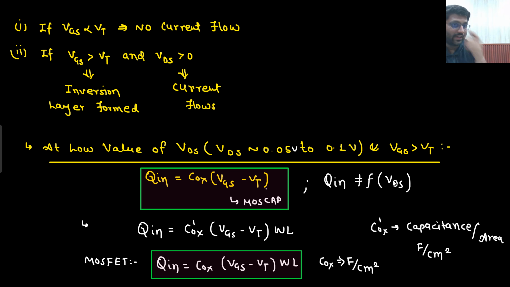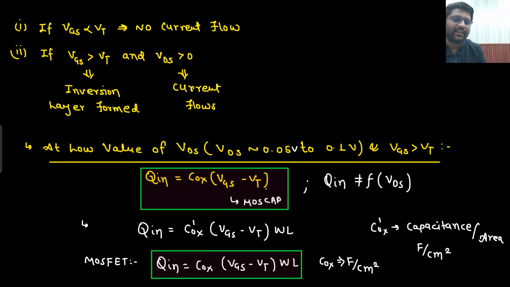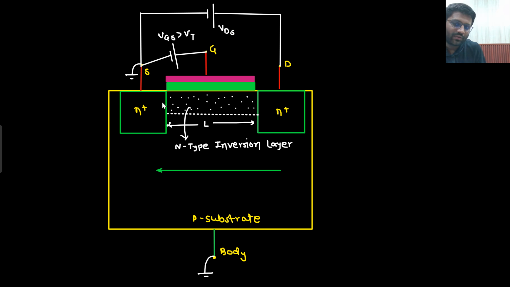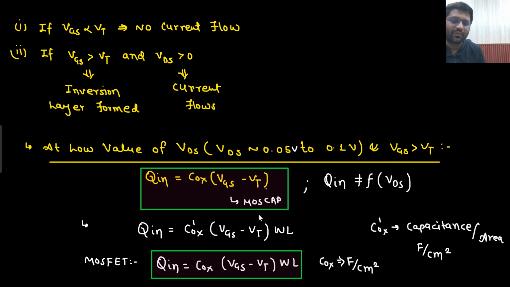Now a low value of VDS is there, which means the Q inversion charge is not a function of VDS. So can you find out the current? Yes sir, current means drain current. Electrons will be traveling in this direction because of this electric field, and if electrons are traveling in this direction, then drain current will be flowing in the opposite direction. So I am finding out the expression of drain current for low value of VDS. Very, very important. How low, that we will see.